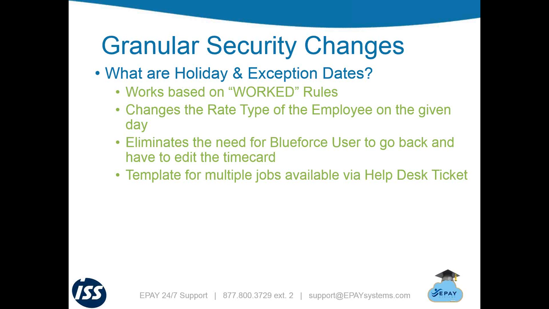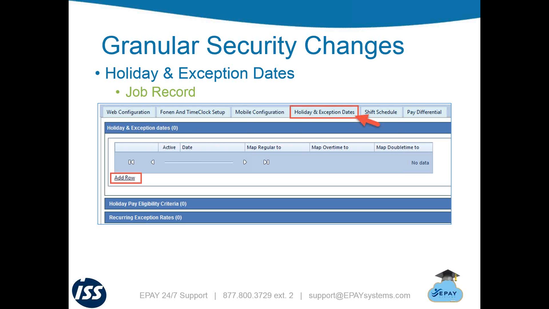Essentially, holiday and exception dates allow you to go into the job record, where we have a tab called holiday and exception dates, to which we can add a row and enter any holidays or any general dates that you would like the system to reflect a different pay type other than regular for the employee. Some of you on this call experienced this during Christmas or the holidays, where some of us worked on that holiday and we had to go back later and change those employees' regular pay types to holiday overtime or holiday double time, or a variety of different reasons, because they worked that holiday.